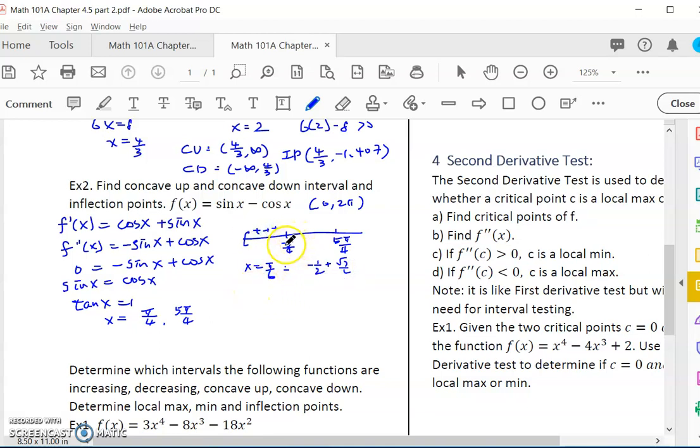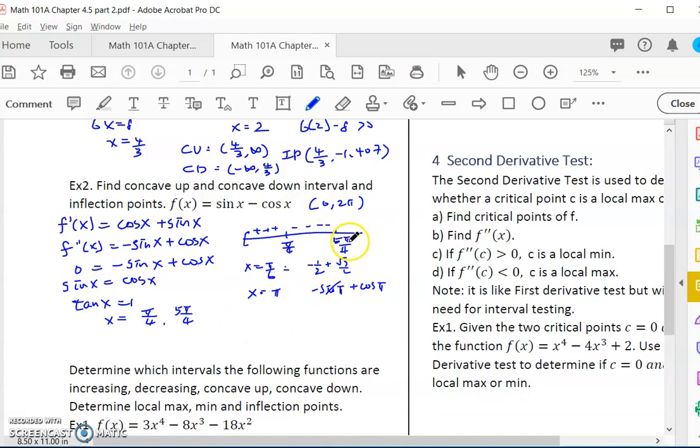And then what is between pi over 4 and 5 pi over 4? That would be pi. So negative sine pi minus cosine pi. Sine pi is 0, cosine pi is negative 1. So it's negative.